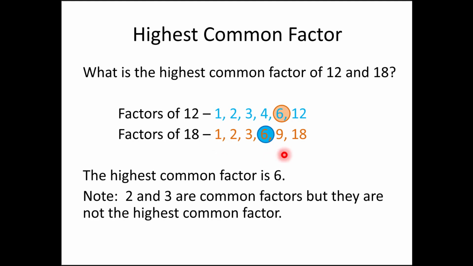If I was to work out the factors of 18, I go 1, 18, well, the biggest factor of 12 is going to be 12, so that's not going to work. Then 2, 9, no, 9's not a common factor. 3, 6, yes, 6 is the highest common factor. I know 6 goes into 12, and I haven't had to work out the factors of 12.